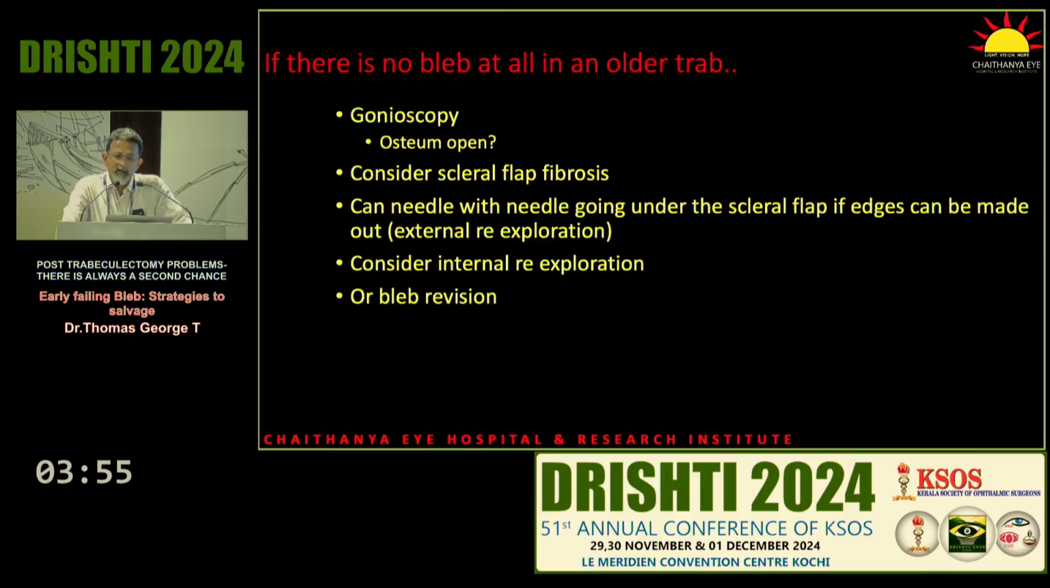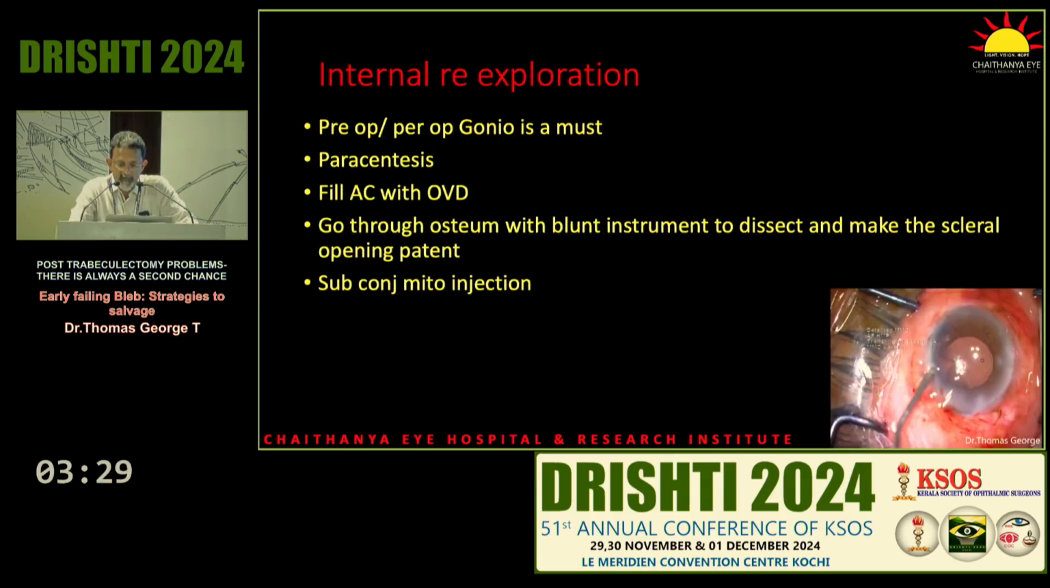If there's no bleb in the older trap and the ostium is open, consider that there is a scleral flap fibrosis. To look for the ostium, of course, you need gonioscopy. That's a skill any glaucoma specialist cannot avoid. You can needle from outside, like we showed, if you can see or find the edges of the scleral flap, which may be difficult in an older trap, but consider internal re-exploration or even bleb revision.